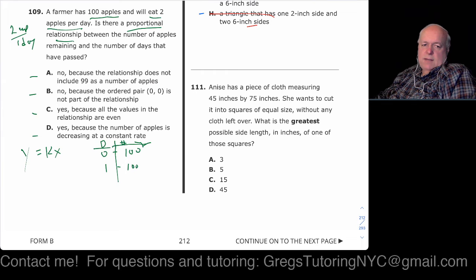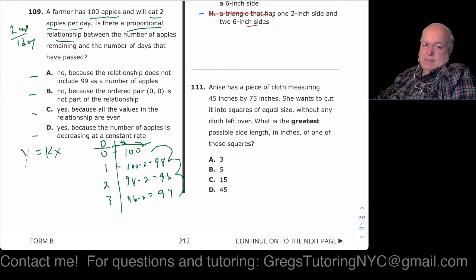So now they're down to 98. Okay, on day 2, the person's starting with 98, and they're eating 2 again, and now they're down to 96. On day 3, they started with 96, they eat 2, and they're down to 94. So we can argue this is going down consistently at 2 apples per day. All right? But that's why this gets elusive. So is there a proportional relationship though? Can I do this y equals kx based on this table here?